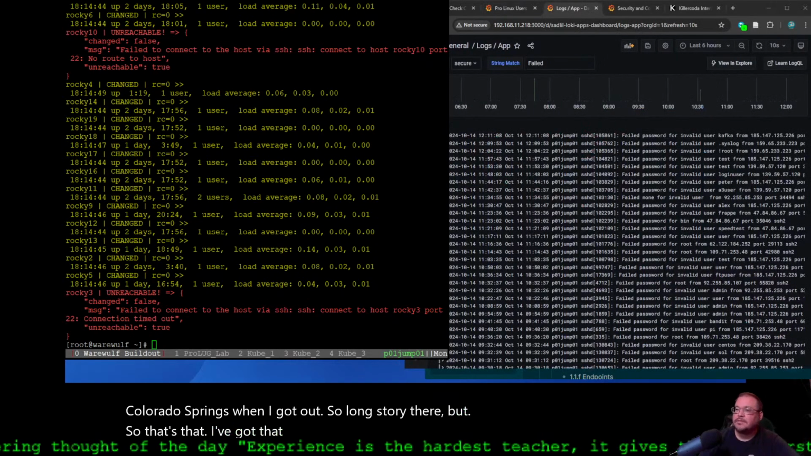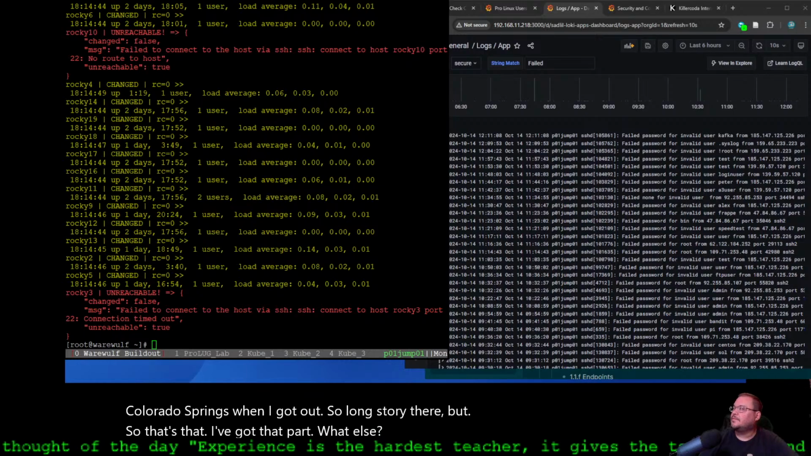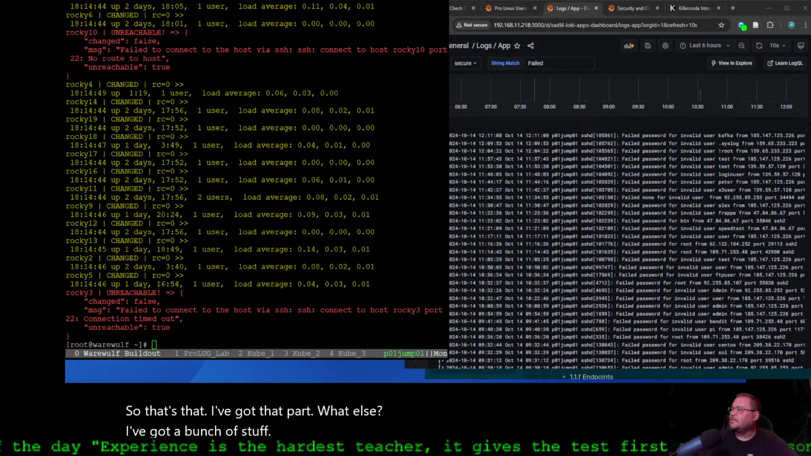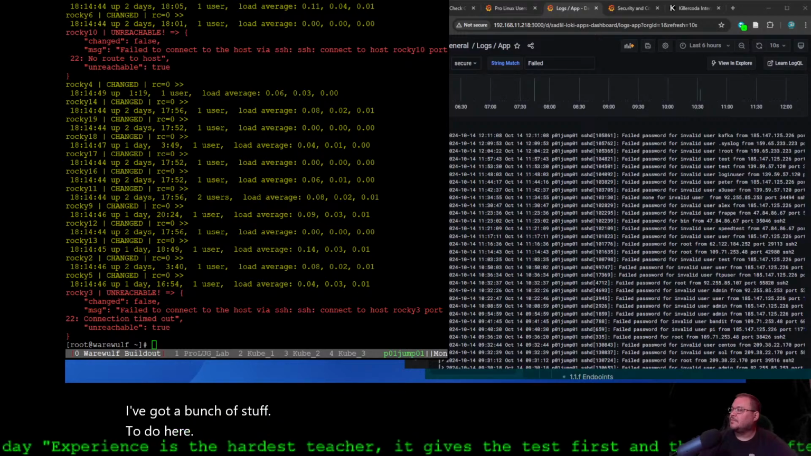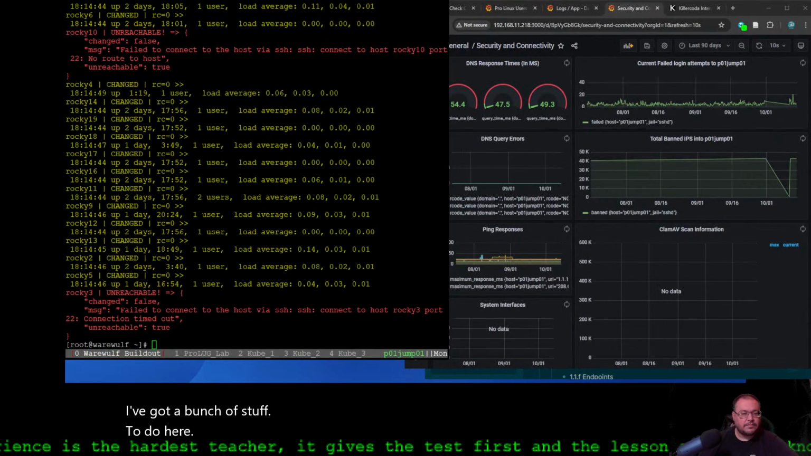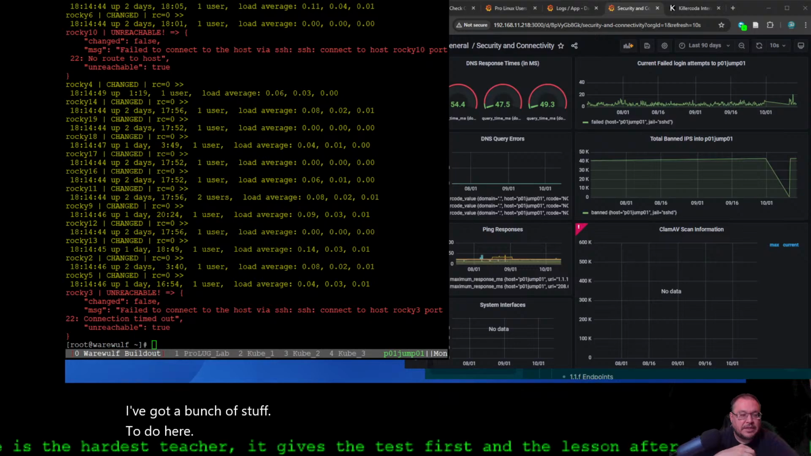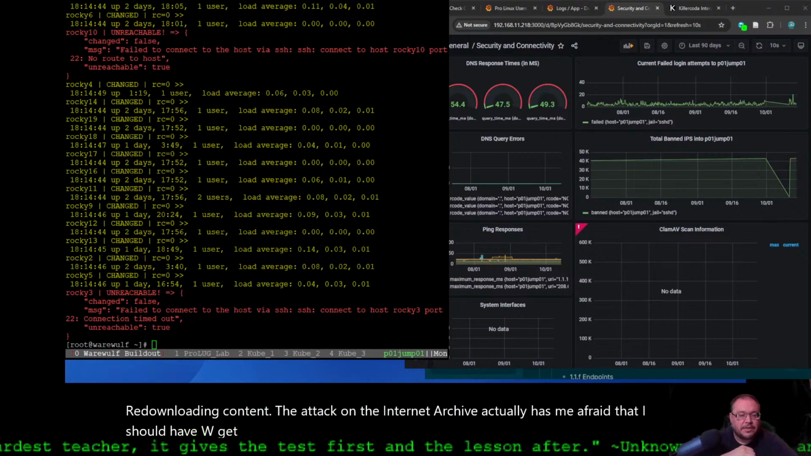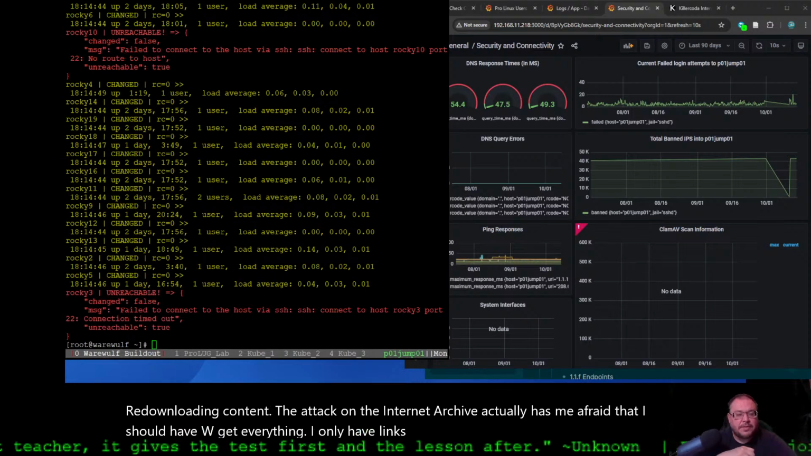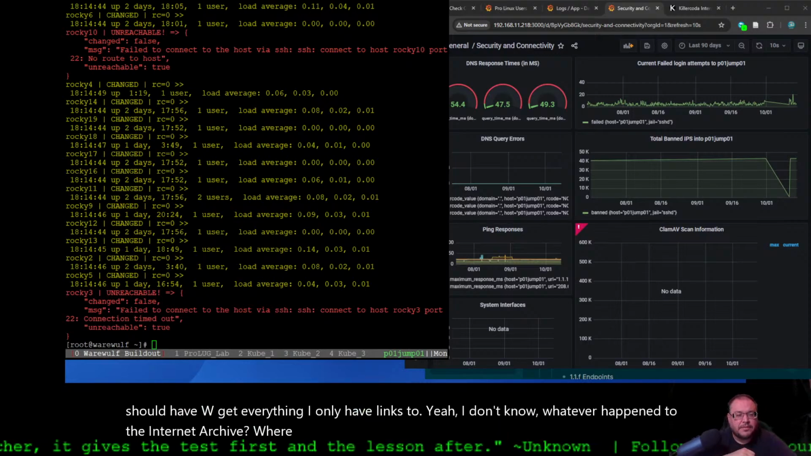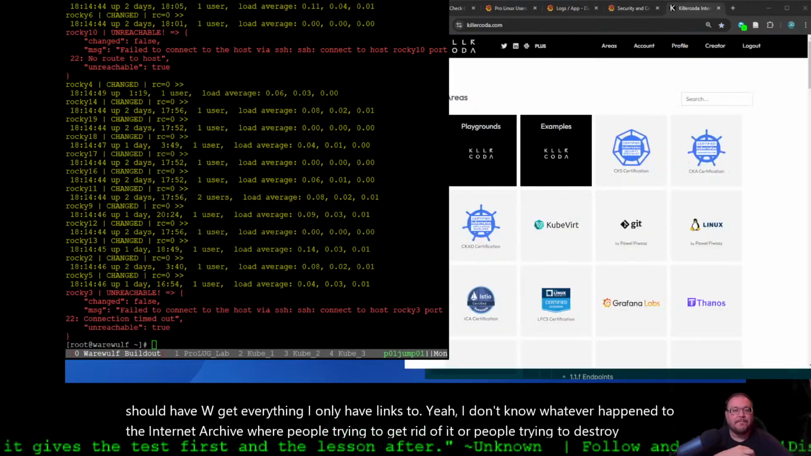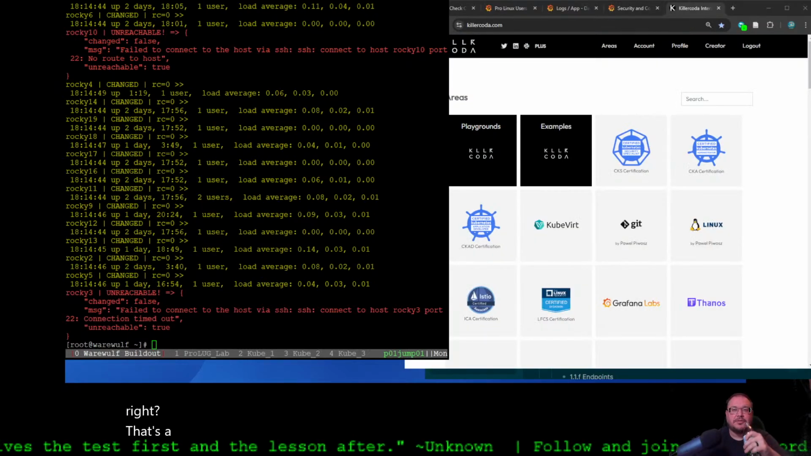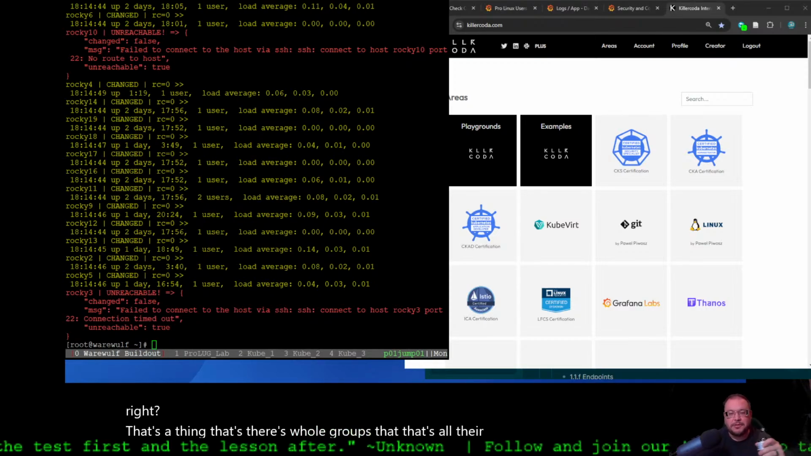What else? I've got a bunch of stuff to do here. Re-downloading content. The attack on the Internet Archive actually has me afraid that I should have wgotten everything I only have links to. Yeah, I don't know. Whatever happened to the Internet Archive? Were people trying to get rid of it? Were people trying to destroy history? That's a thing. There's whole groups whose goal is to make sure people don't remember stuff.